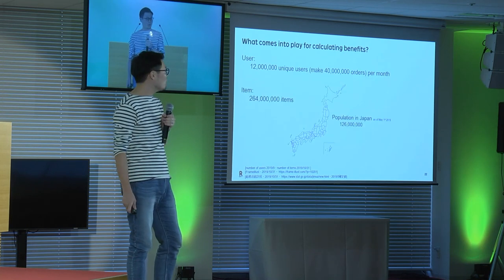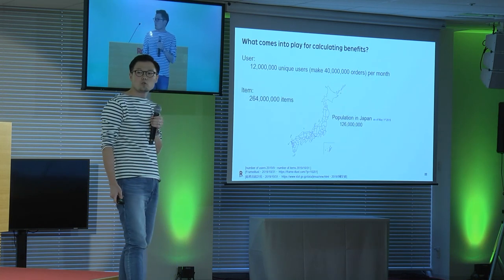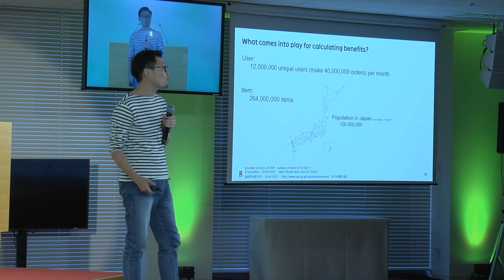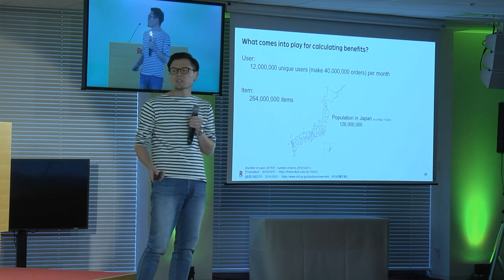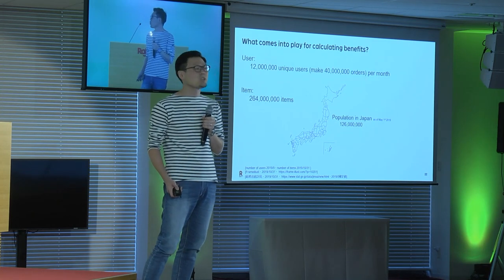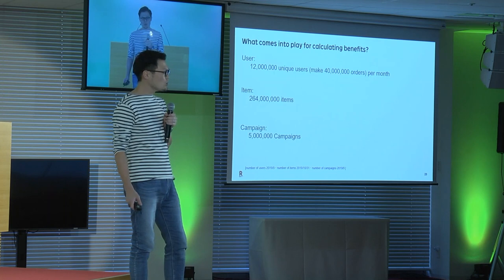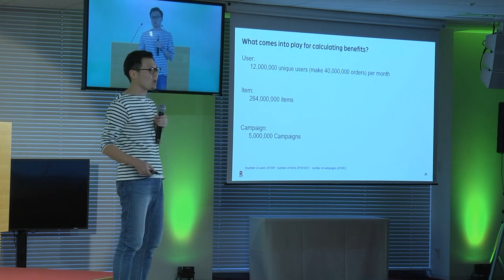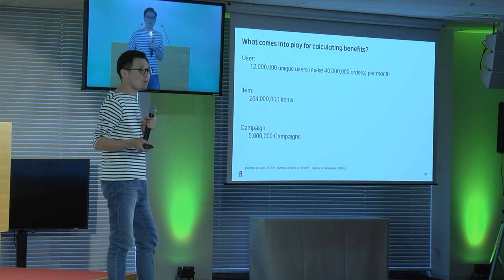Another candidate is items. We have 264 million items, and all of the items have a different price and tax calculation. This number is almost double the population of Japan. The last one is campaigns. There are 5 million campaigns between the customers and the items.